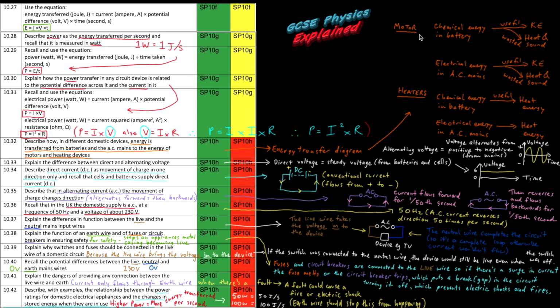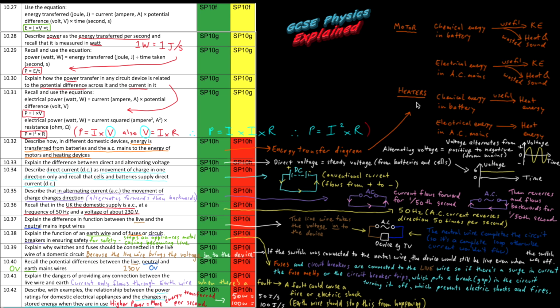So in a motor, you'd have chemical energy in the battery getting turned into useful kinetic energy, because that's what you want a motor to do. You want it to move, you want it to spin. And obviously wasted energy will be heat and sound because of friction. Another transfer diagram is electrical energy in the AC mains inside a motor. Again, the useful will be kinetic energy and the wasted will be heat and sound.